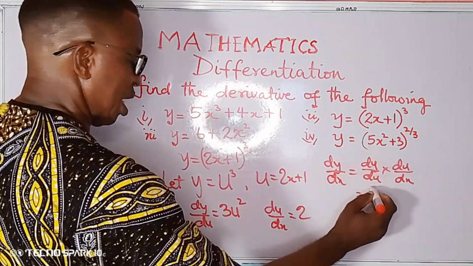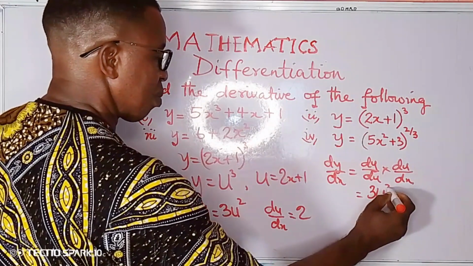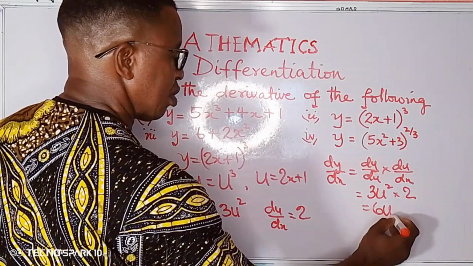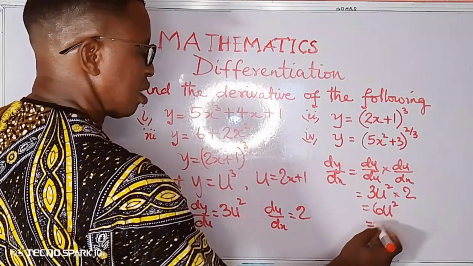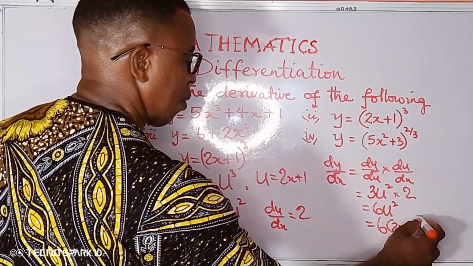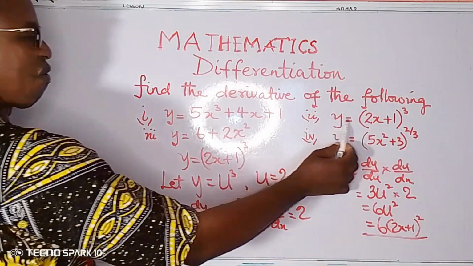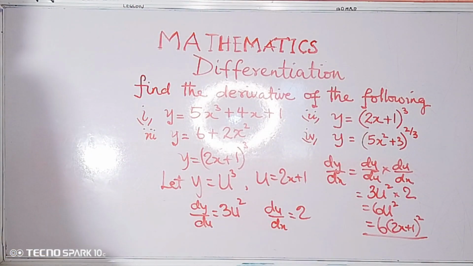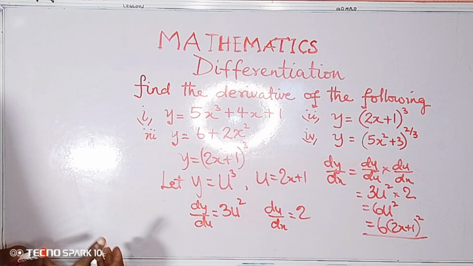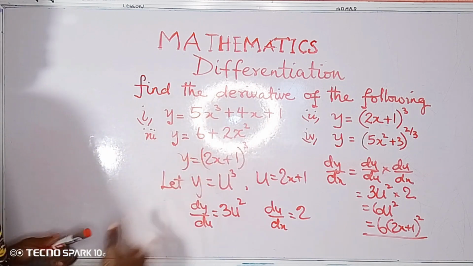Why did I bring this together? In order to multiply 3u raised to power 2 by 2. And that will quickly give us 6u raised to the power 2. What is u representing here? It's representing 2x plus 1, raised to the power 2. That is the derivative of y equal to 2x plus 1 raised to the power 3. Let me give you some time. Take this down, look at it again, play back, and look at it so that you can solve any function at all.